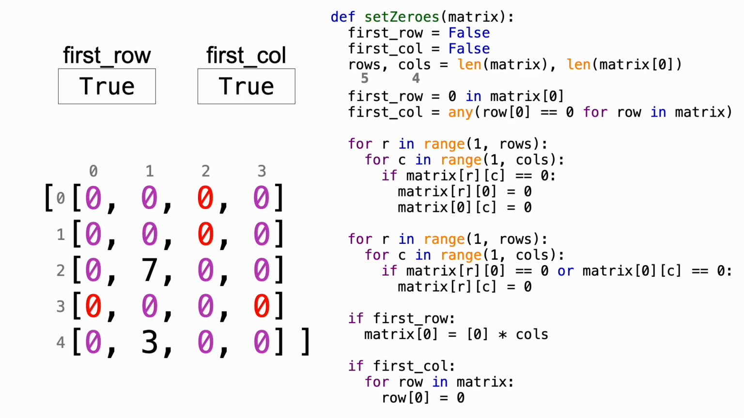You can see where all the original zeros are in red, and you can verify that all the rows and columns of the original zeros have been set to zeros in purple. And since we've directly modified the original matrix, there's nothing to return, and we're done.